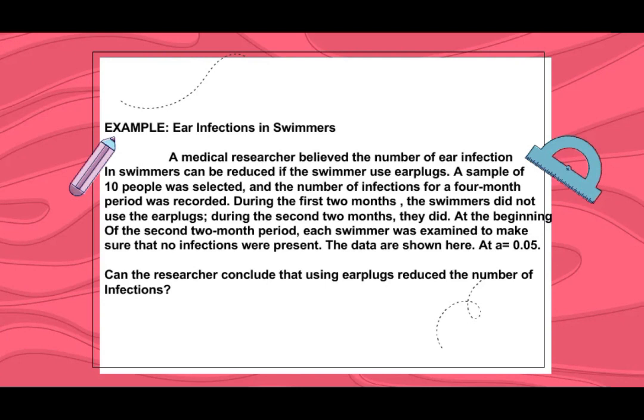A medical researcher believes the number of ear infections in swimmers can be reduced if the swimmers use earplugs. A sample of 10 people was selected, and the number of infections for a 4-month period was recorded. During the first 2 months, the swimmers did not use the earplugs, and during the second 2 months, they did. At the beginning of the second 2-month period, each swimmer was examined to make sure that no infections were present. The data are shown here at α equals 0.05. The question is, can the researcher conclude that using earplugs reduced the number of infections?